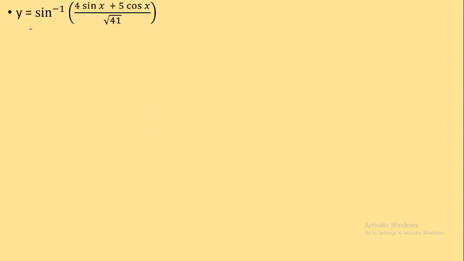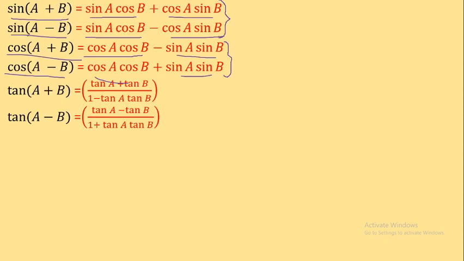The first sum is y is equal to sin inverse of 4 sin x plus 5 cos x upon root of 41. Just remember here, outside you have the sin inverse function, so inside you have to make the sin formula only. For sin you can see here you have sin A cos B plus cos A sin B, or sin A cos B minus cos A sin B. So if one is sine, the other should be cos. If one is cos, then the other should be sine.